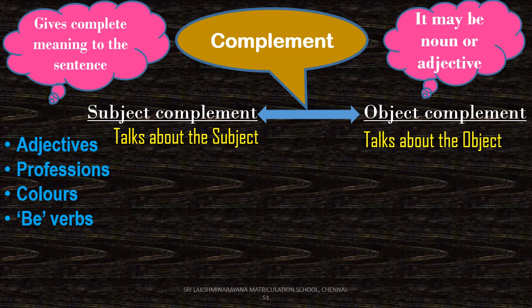As I said earlier, complement can be an adjective. So, if it is an adjective, or if it denotes professions, if it denotes colors, and if be verbs come alone in a sentence, then you find a complement there in the sentence. And one thing you remember, children, if you remove complement from a sentence, then the sentence becomes incomplete. Now let us look into some examples.